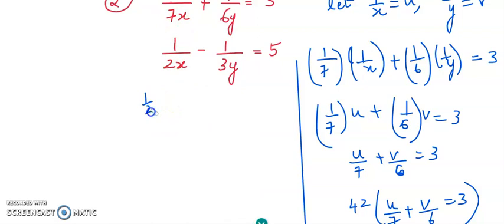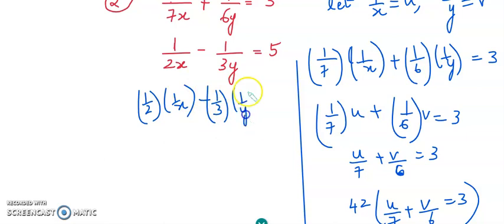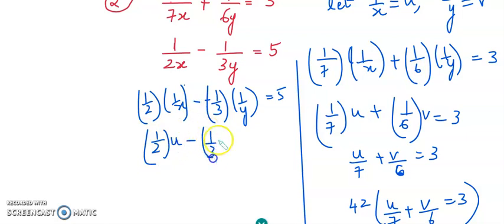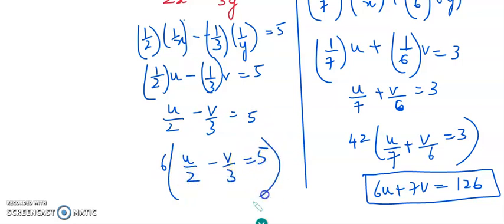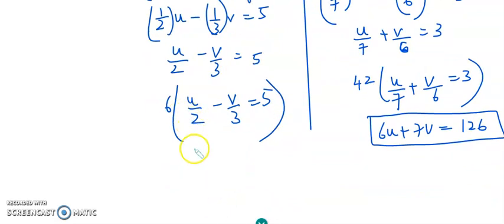So I'm going to write it as 1 upon 2 over 1 upon x minus 1 upon 3 over 1 upon y is equal to 5. Okay. So again, we'll be putting 1 upon 2 times u minus 1 upon 3 times v equals 5. So am I getting u by 2 minus v by 3 equals 5, right? So what's my LCM here? Yes, it's 6. So 6 times u by 2 minus v by 3 equals 5. So if 6 is multiplied by u by 2, which will be 3u minus 2v equals 30.